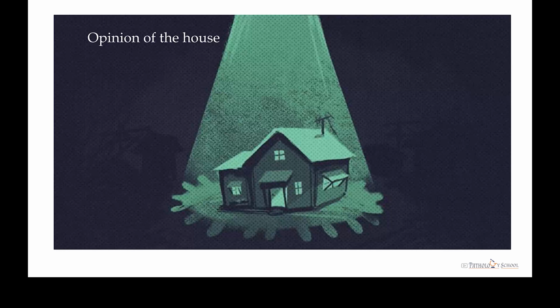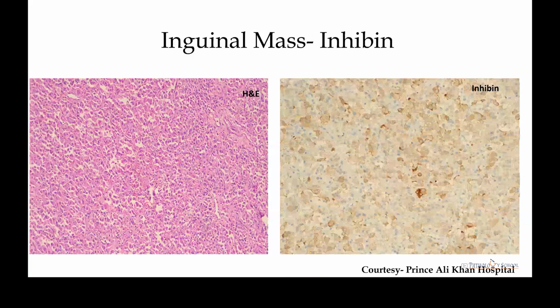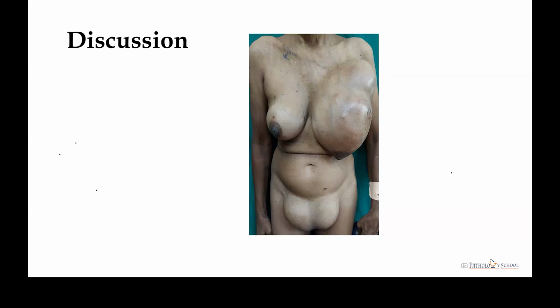So I will quickly discuss the case. We also ran a few IHCs. CD34 was positive for the breast mass. And inhibin in our case showed almost diffuse positivity for the inguinal mass. This is the clinical picture of the patient, a 66-year-old nulliparous female with primary amenorrhea, bilateral breast lump, and inguinal mass for 5 years. There was an increase in the left breast lump over 3 months.